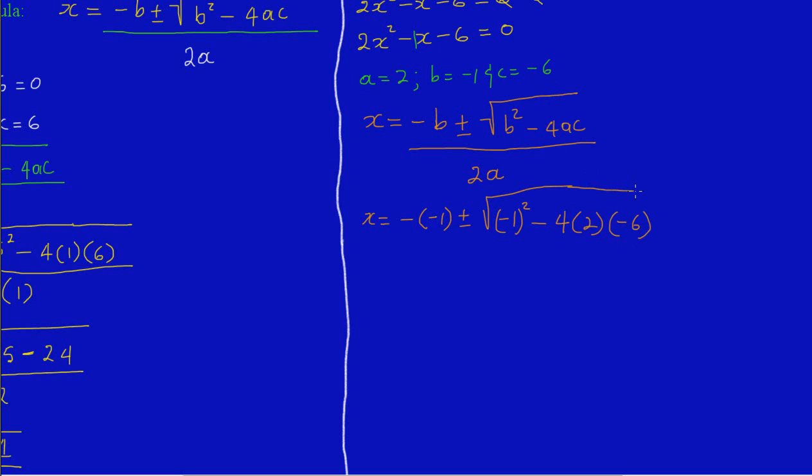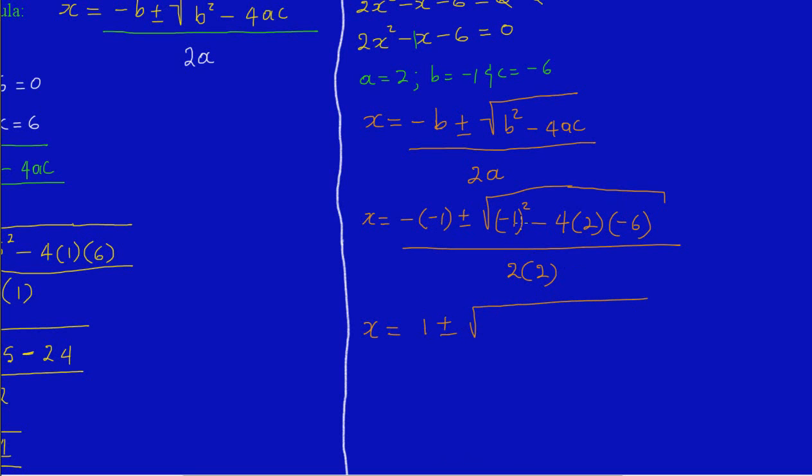Now let me extend this. All of this that we have here is over 2 times a, and a is, in this case, 2. So 2 times 2. From here on in, we have a negative 1 in front of this bracket. This simply means that we want the opposite of what is inside the bracket. What is inside the bracket? We have a negative 1 here. So I'm going to need a positive 1, plus or minus the square root.